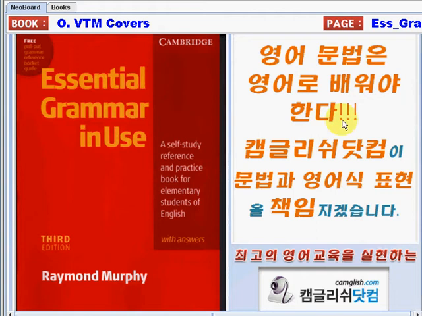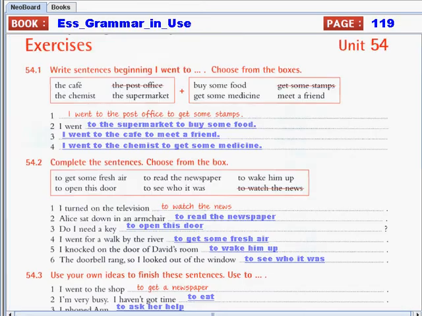Today we will study the Essential Grammar in Use 3rd edition by Raymond Murphy. This is the continuation of our lesson last time under Unit 54, and now we are on the exercises page. So are you ready to answer these exercises? Very good. Let's continue with 54.1. Write sentences beginning I went to and then choose from the boxes.